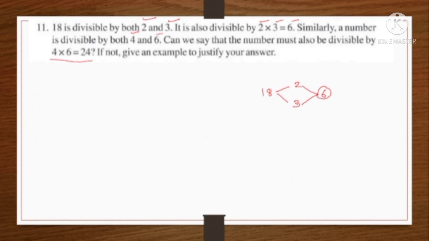So actually 2 and 3 are co-prime numbers, so their product will also divide this number. But if you consider 4 and 6, they are not co-prime numbers. So definitely the product 24 won't divide the number. Okay, so is the concept clear?